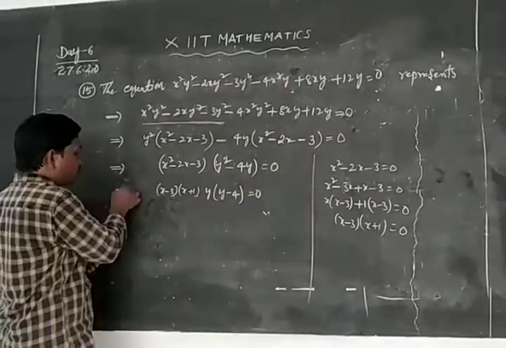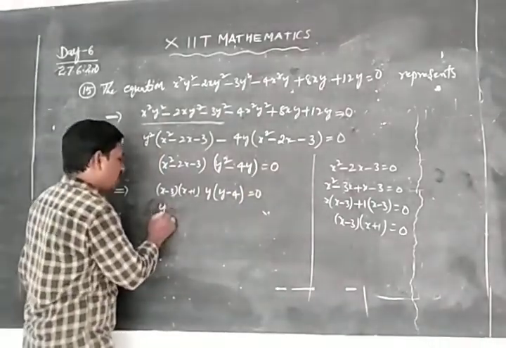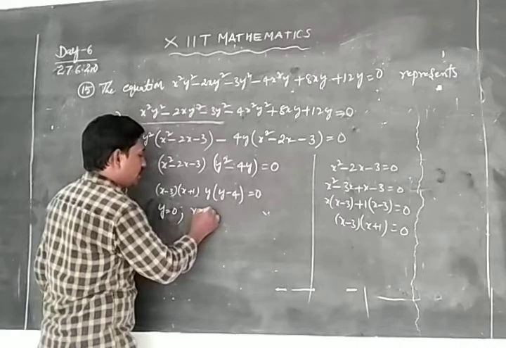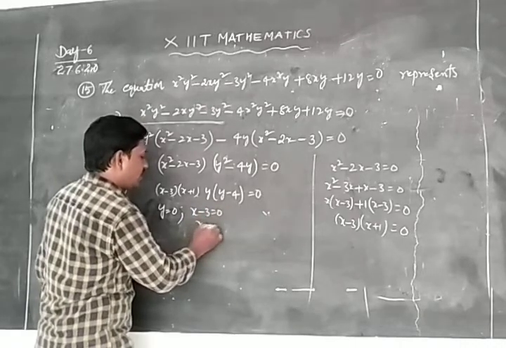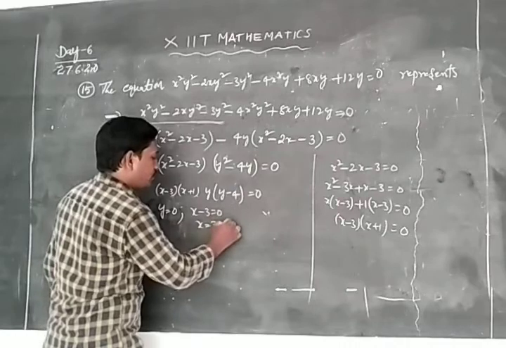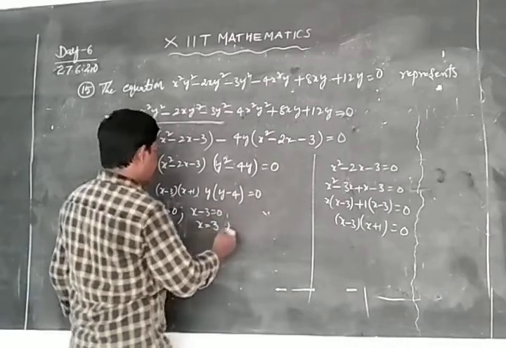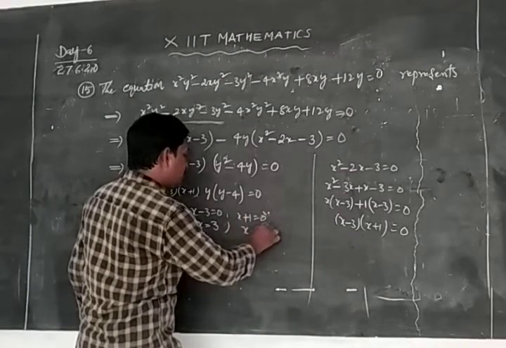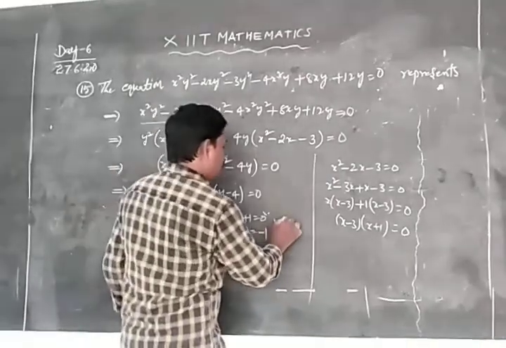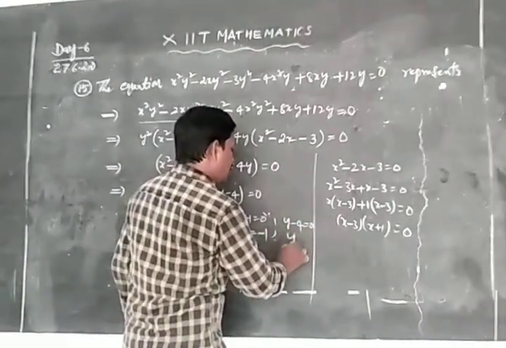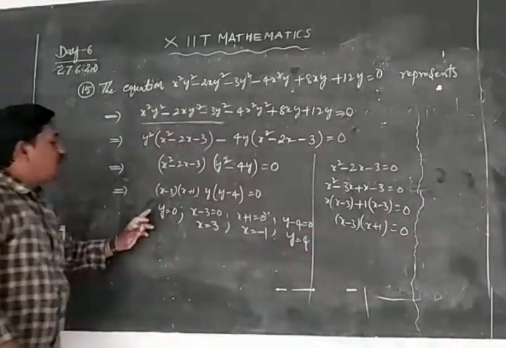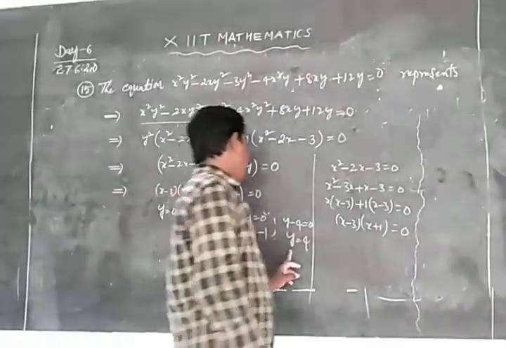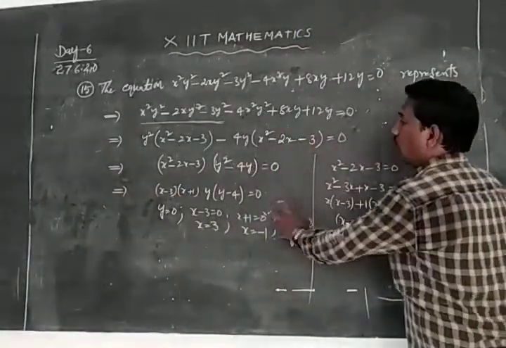So now we have four straight lines. y equal to 0; x minus 3 equal to 0, that means x equal to 3; x plus 1 equal to 0, x equal to minus 1; and y minus 4 equal to 0, y equal to 4. We got four straight lines: y equal to 0, x equal to 3, x equal to minus 1 and y equal to 4. These are four straight lines.